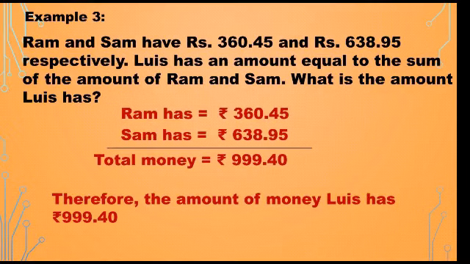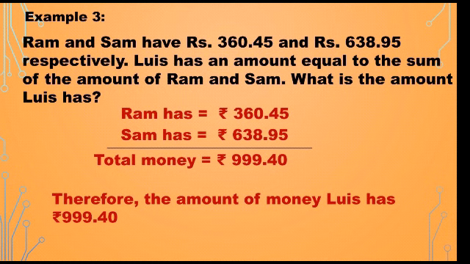Look at the third example. Ram and Sham have 360 rupees 45 paise and 638 rupees 95 paise respectively. This respectively denotes that Ram has 360 rupees 45 paise, the first one, and Sham has 638 rupees 95 paise, the second one. So Louis has an amount equal to the sum of the amount of Ram and Sham.